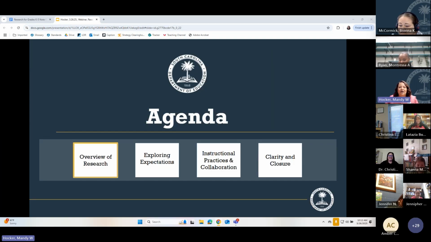We're going to dig into our agenda. Here's what our day looks like so far. We will be doing an overview of research. We'll be exploring those indicator expectations. Then we'll look at some instructional practices. Finally, end with clarity and closure.